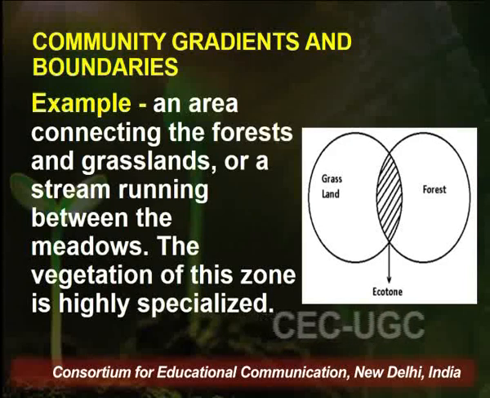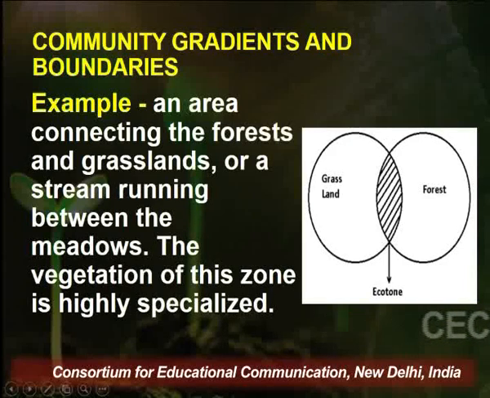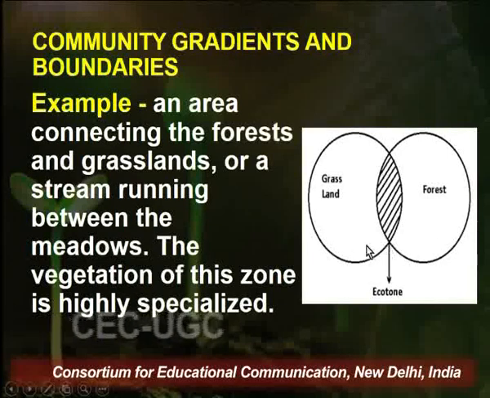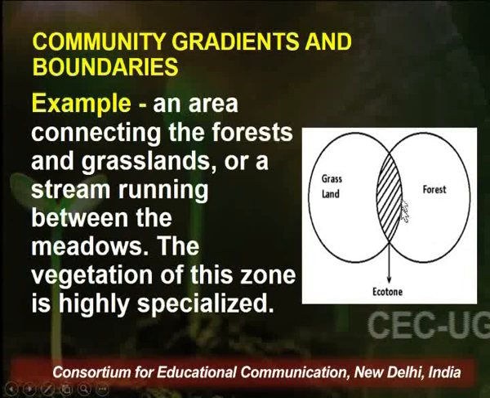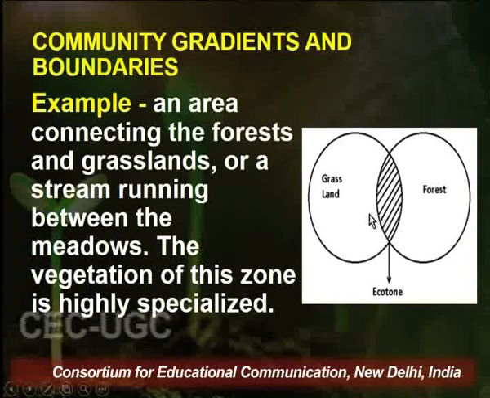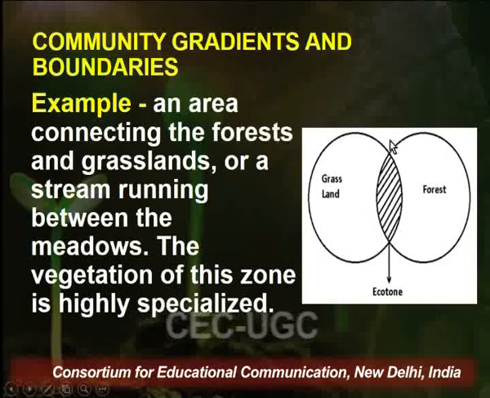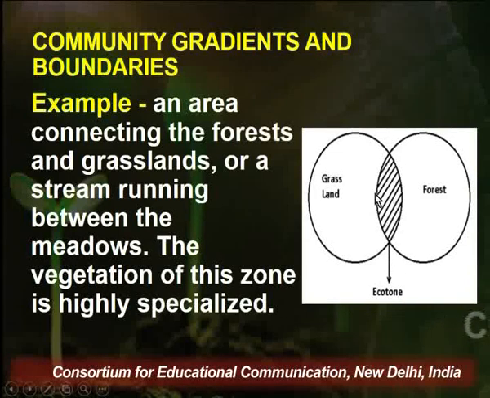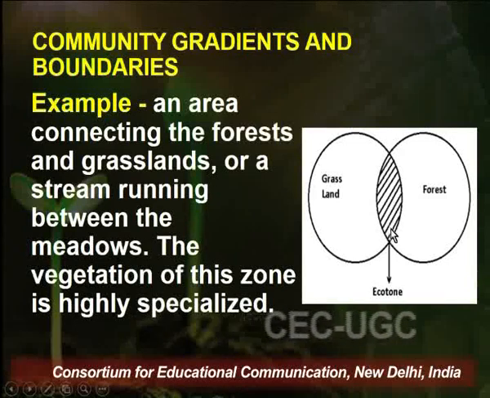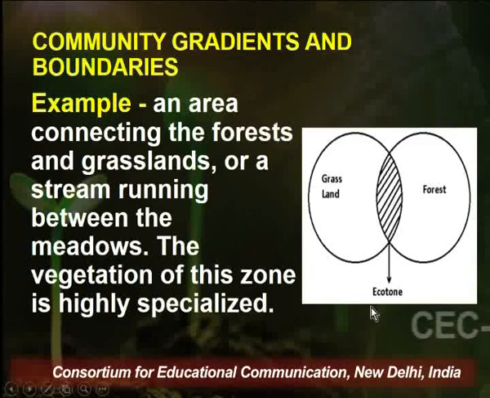So, in this diagram you can see that we have a grassland zone and a forest zone. The community where the grassland is overlapping with the forest zone is known as the ecozone. So, the gradation is happening. It is not that there is an abrupt shutdown of the grassland community, but in fact there is a common zone where both types of communities are present, and this zone is known as the ecotone.